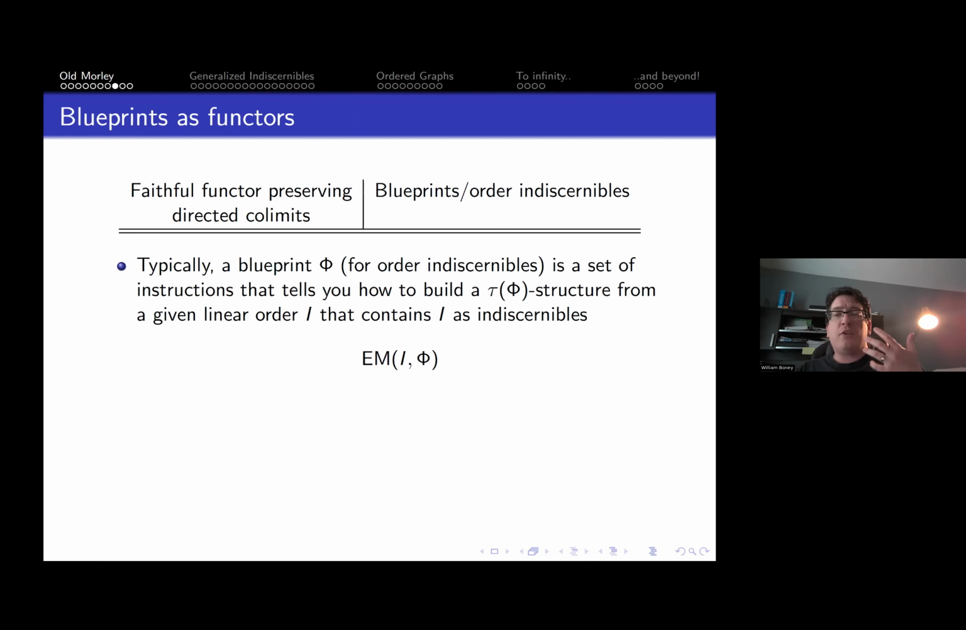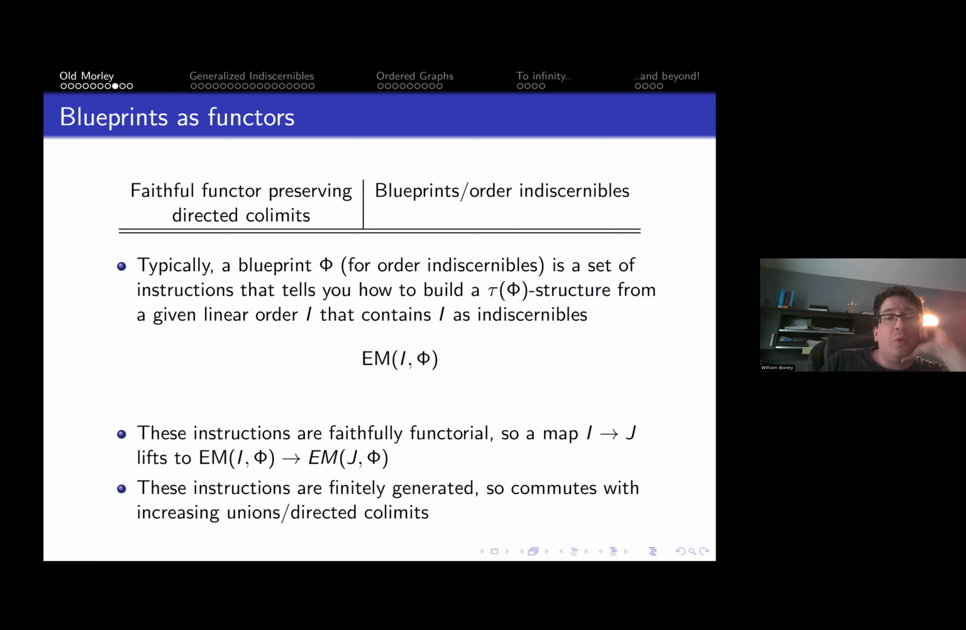A blueprint for order indiscernibles is really like a blueprint. It's like a set of instructions that has some language inside of it. And it tells you how to take a linear order I and build a structure from it. There are a bunch of functions in the language. So the universe starts out as all of the terms in that language applied to the elements of your linear order. But then the blueprint also tells you when terms should be equal and when relations should hold of terms. And that's all of the information you need to build a structure.